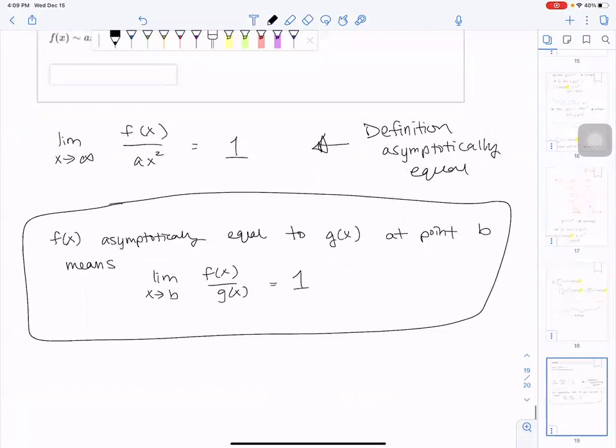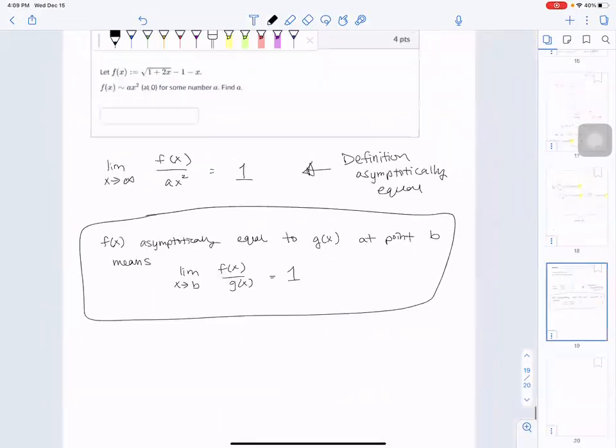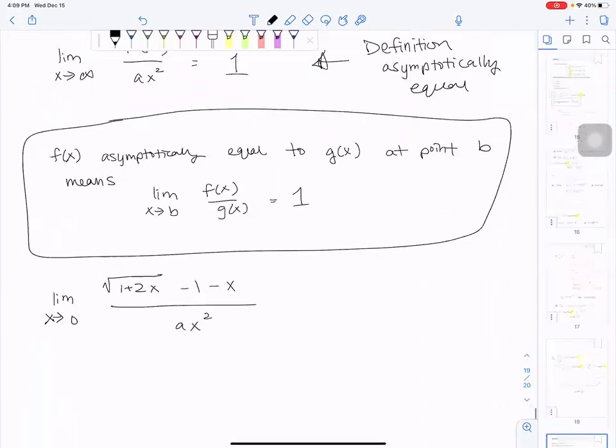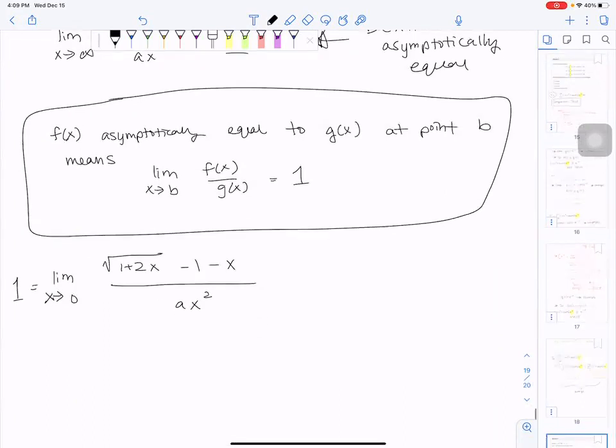So now this is what we want to follow. We want our limit as x approaches, what is the point they gave us? 0. F of x is, let me write out this f of x. And our g of x, they tell us it's ax squared. So we want this to equal 1. Now let's evaluate this limit.